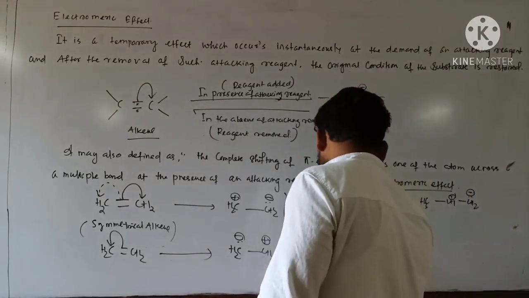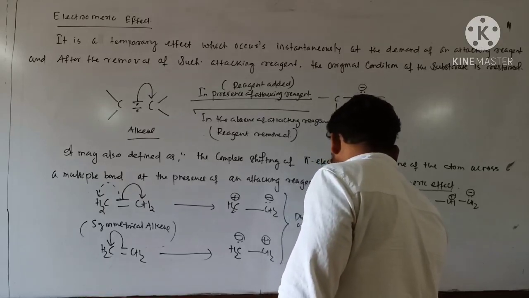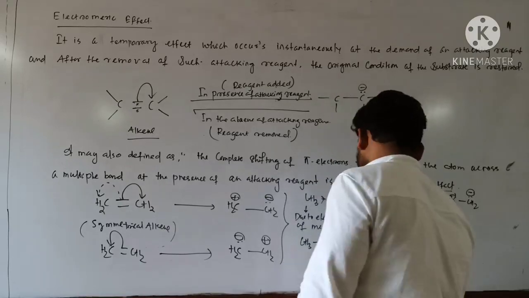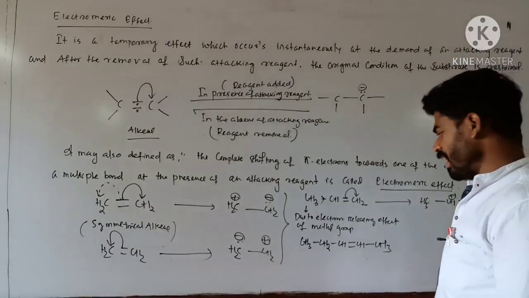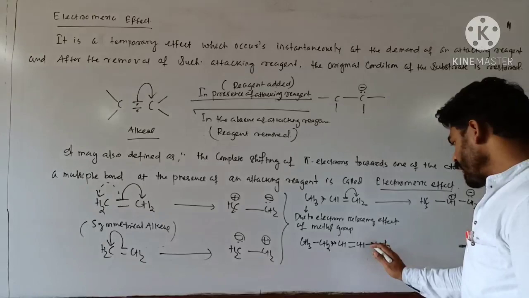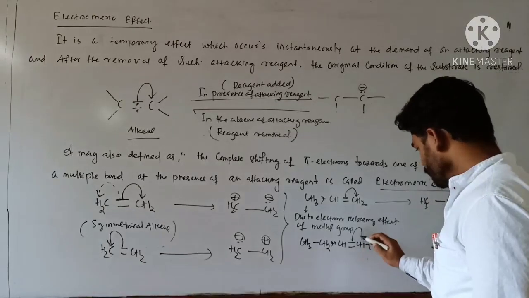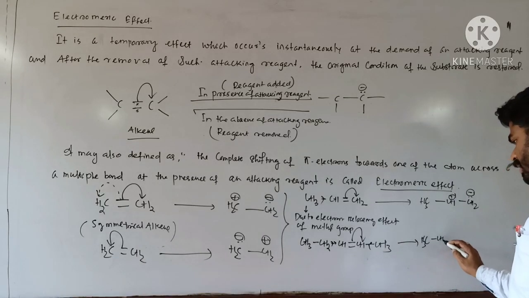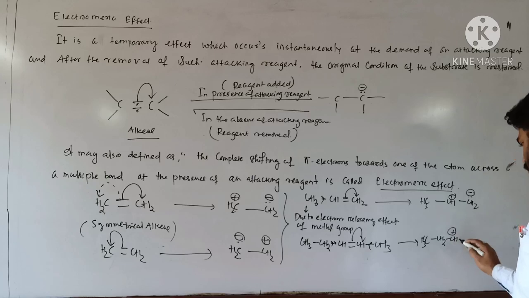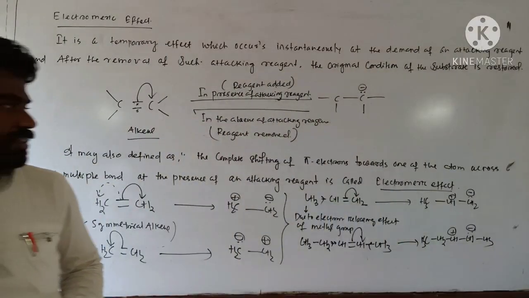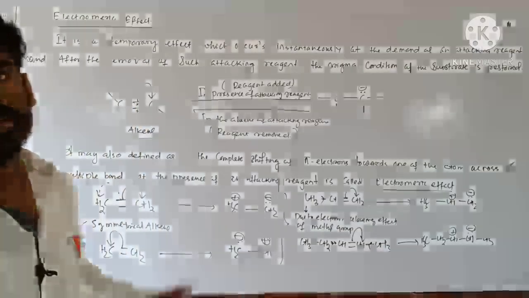So what about CH3 CH2 CH double bond CH single bond CH3? Here there are two unsymmetrical alkyl groups. This one is an ethyl group, which has more tendency to release electrons compared to the methyl group. So definitely the shifting will take place in this direction. The structure can be written as CH3 CH2 CH plus single bond CH negative CH3. This shifting of electron pairs is called electromeric effect. Okay, so copy it please.